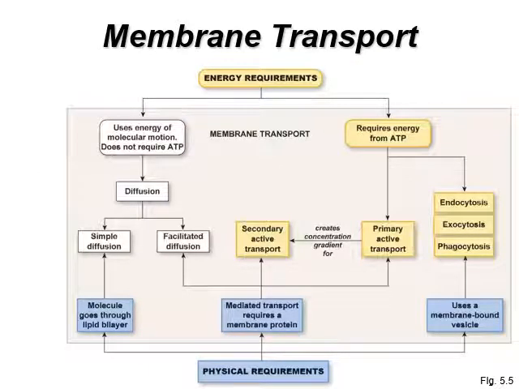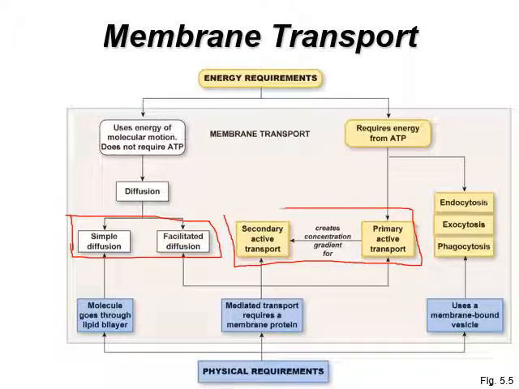Alright, so that gets us through our passive movement, our simple diffusion. Diffusion meaning passive, cell does not have to use energy. Now let's move on to where the cell has to use energy. And we're going to have two major forms. We're going to have primary and we're going to have secondary. So we'll look at what is required for each of these processes. But again, the cell has to use energy.